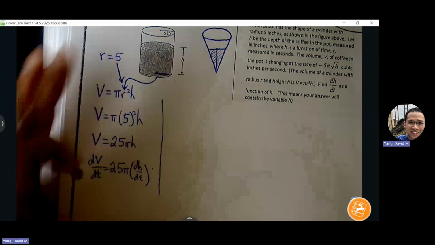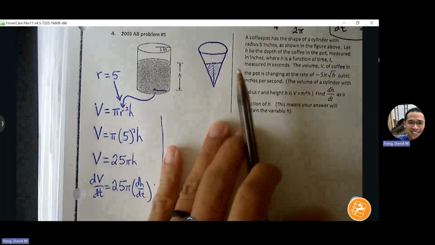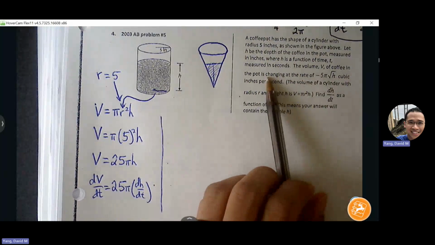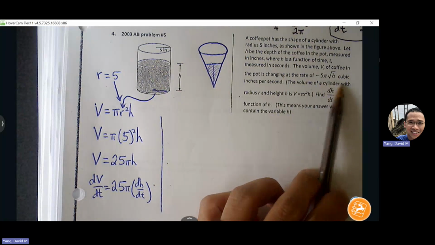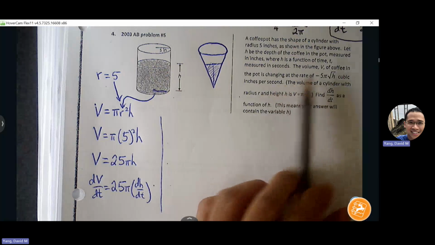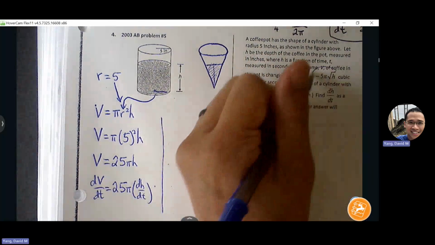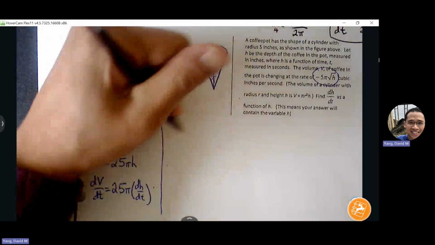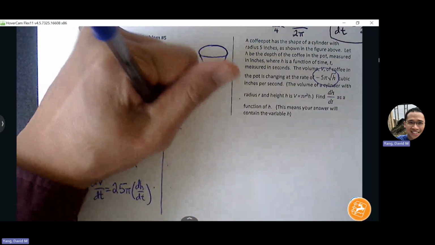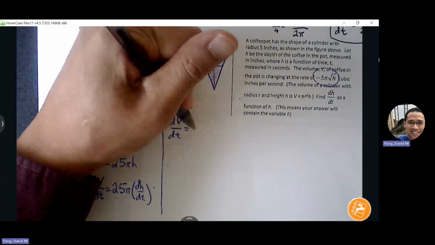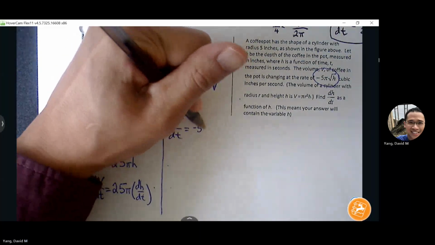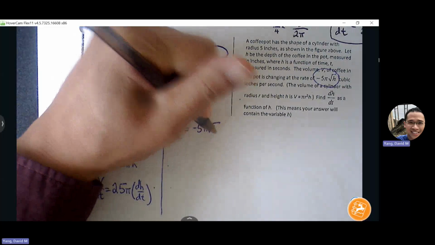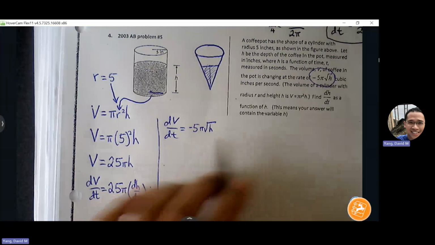Now let's go back to the problem and see if we can gather some information from it. It says the volume of the pot is changing at a rate of -5 pi root H cubic inches per second. What can we assign this to? dV over dt. It already tells us negative, so we don't have to adjust the signs. How do we know it's dV dt? The cubic.